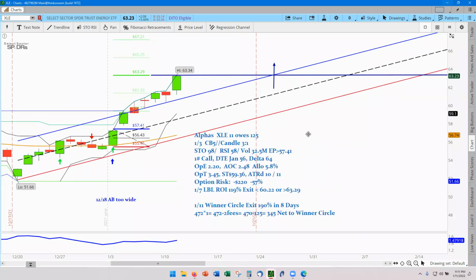What did we do right? What did we do wrong? All right, what did we do right? We followed the rules. We set up our entry point. We were willing to accept the loss here, and we took the profit here as soon as it hit.